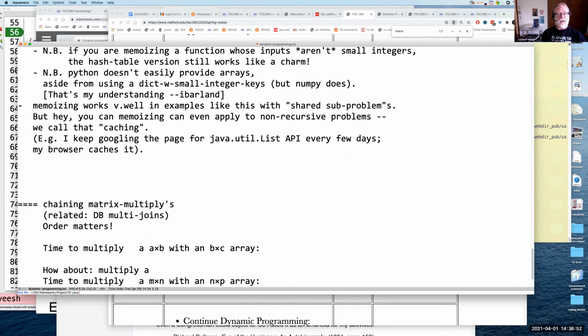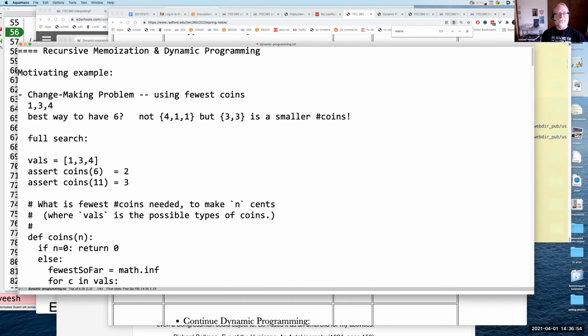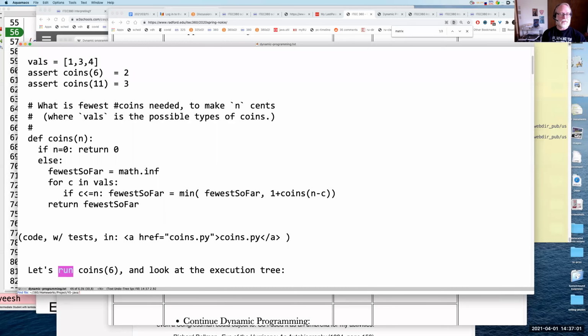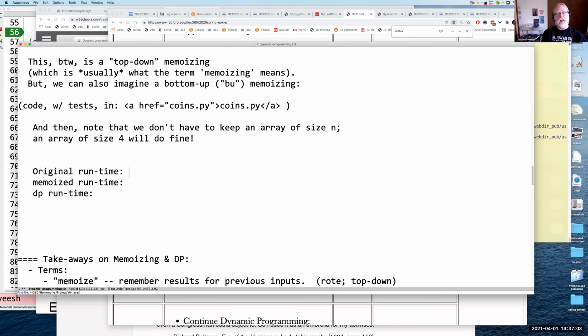Let's look at the runtime of this coins problem. What is the runtime of this coins problem, memoized, dynamic programming version? Let's look at the runtime of the memo.